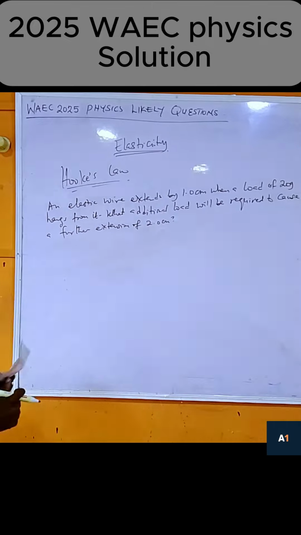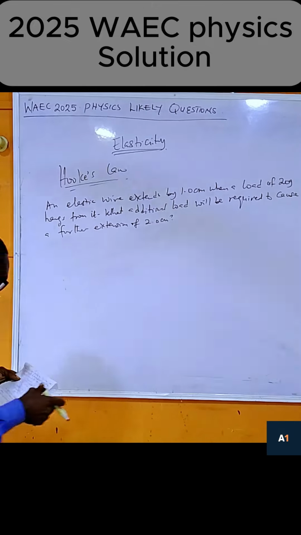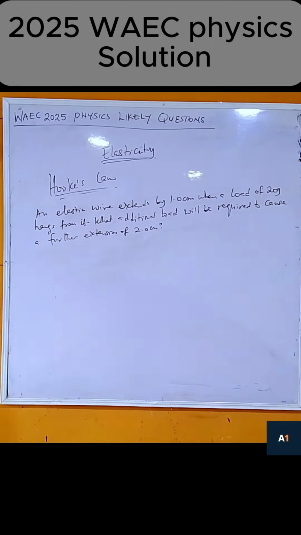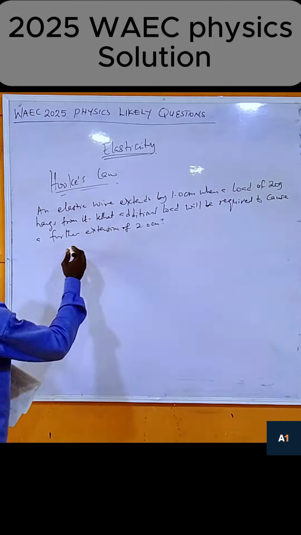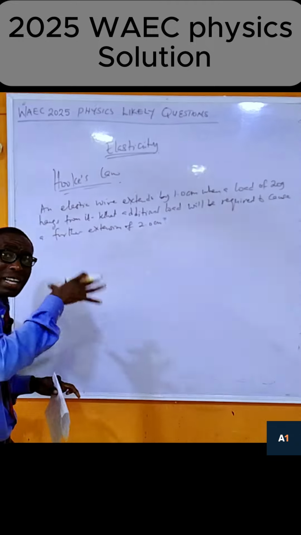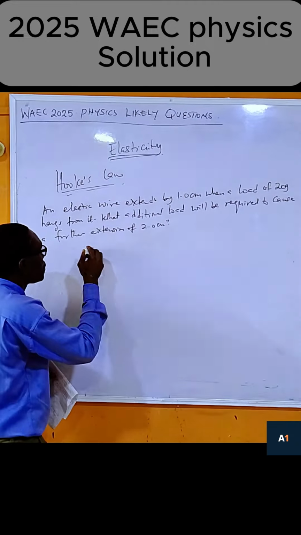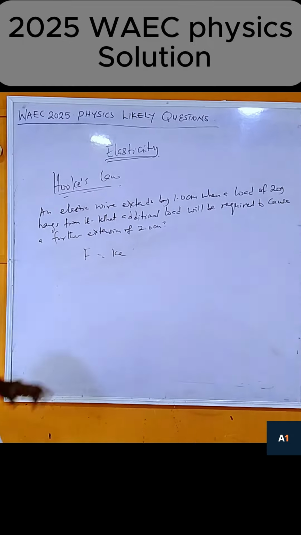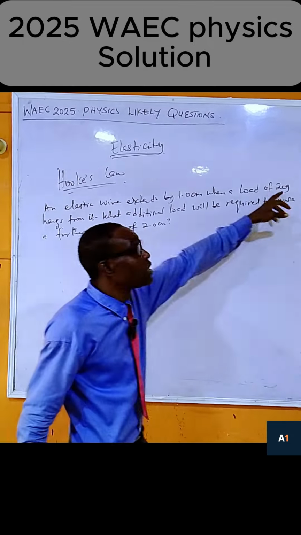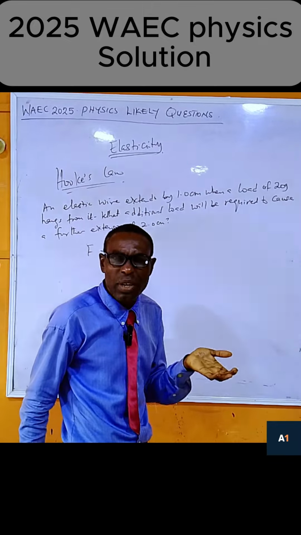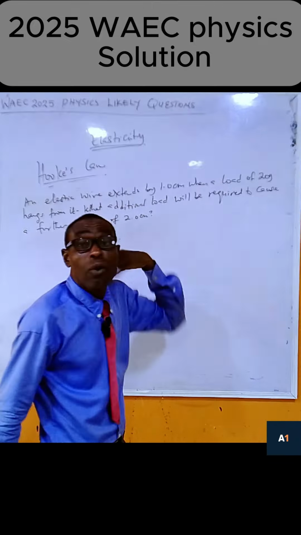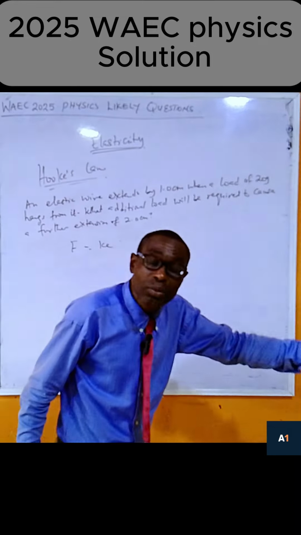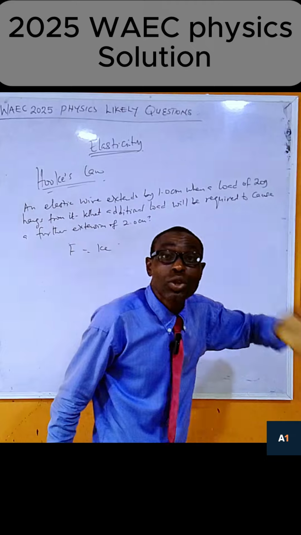Now, the first thing you do here is very simple. It's still the same. That is why you have to acclimatize with this formula: the force is equal to Ke. Know that one first. If you look at it, this is given in gram. They are demanding force. Force is equal to weight, which is equal to mass times acceleration due to gravity.